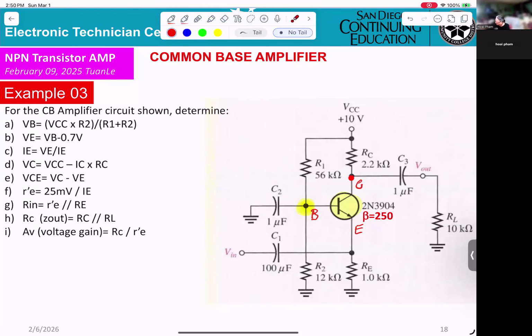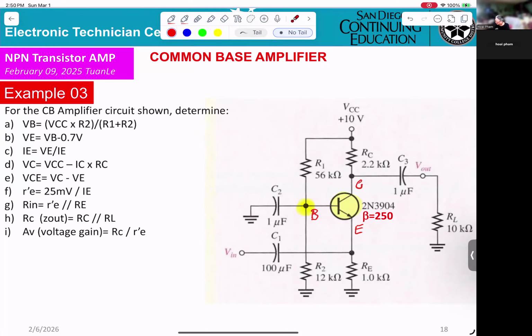That means the voltage here. Okay? Equals VCC minus IC times RC. VCE, C to E, is VC minus VE. R prime E, same thing. R prime E equals 25 millivolt divided by IE.